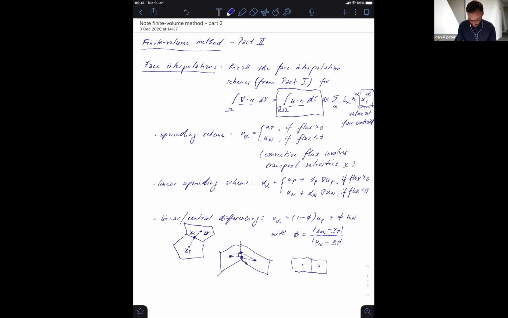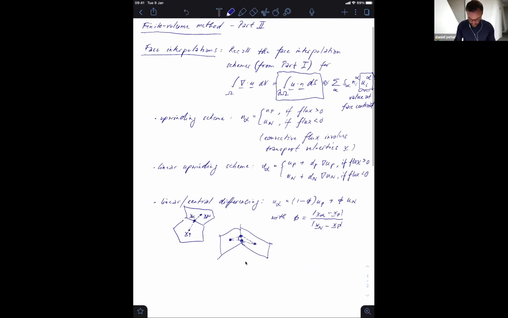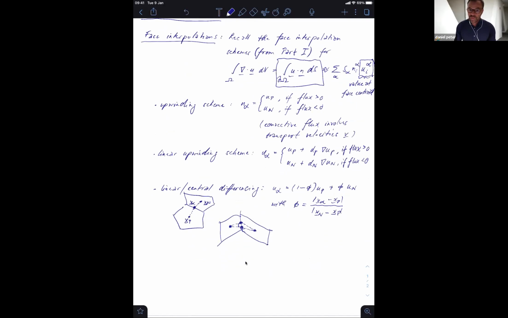And for us, the problem is 1D, so we don't have that issue. So just be aware that these schemes sometimes need further corrections to them. Good, let me get rid of that.